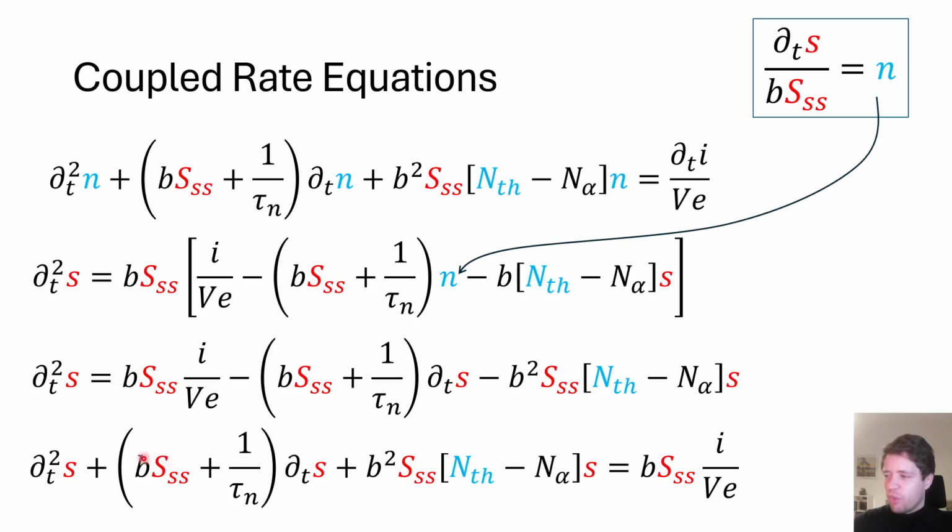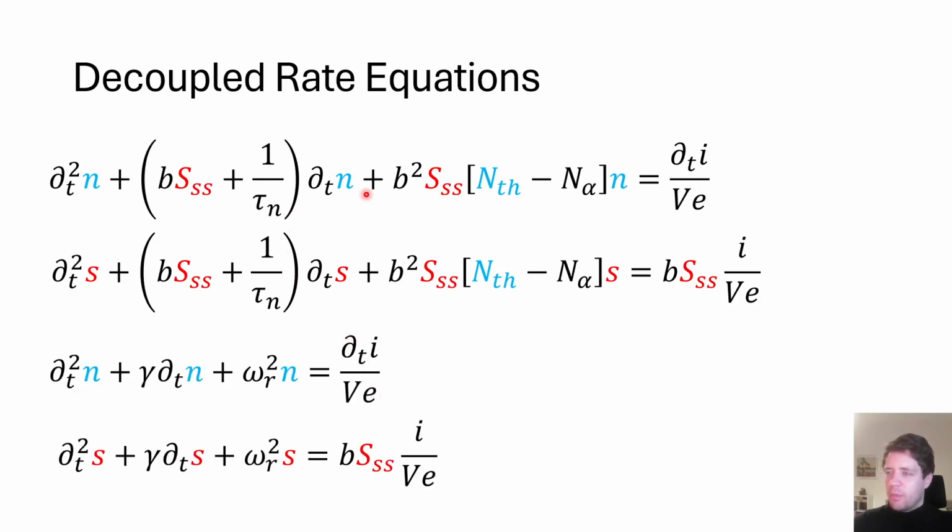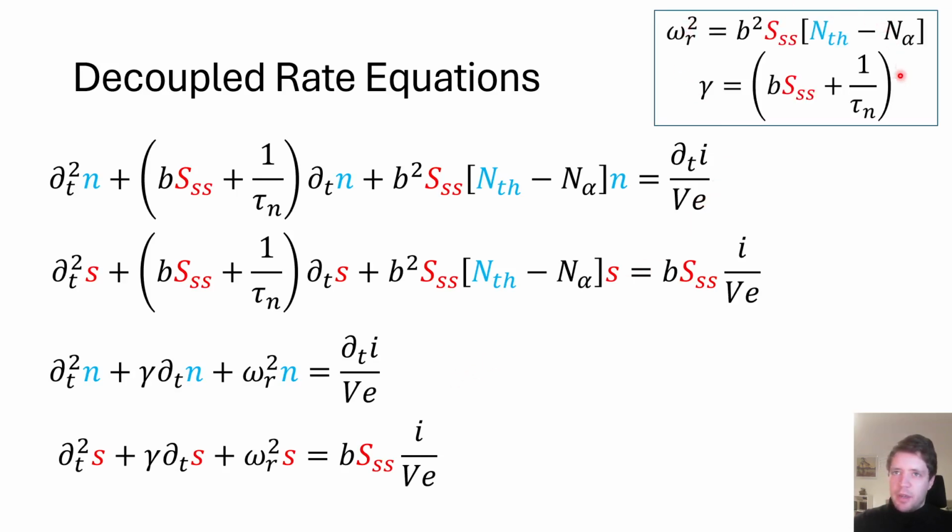Finally, we can rearrange things so that all the derivatives are on the left-hand side and the source term with the current is on the right. So all of this still looks fairly complicated, but if we squint a little bit, we can notice that this is just equivalent mathematically to the equations for driven damped harmonic oscillators, which is something that we're fairly familiar with modeling. Here we've defined these two parameters that you can think of as some kind of resonance frequency and some kind of damping parameter. And we're going to look into more of that in just a bit.